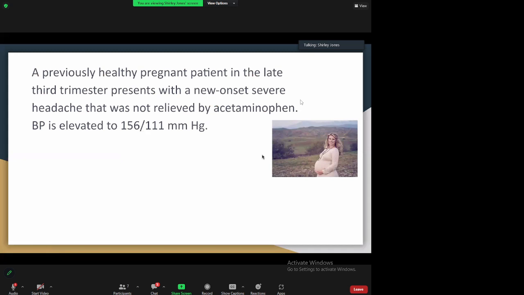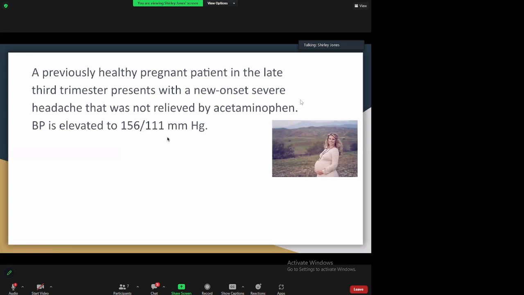So here's an example. A previously healthy pregnant patient in the late third trimester presents with a new onset severe headache that was not relieved by Tylenol or acetaminophen. Blood pressure is elevated to 156 over 111. So this lady can walk into your emergency department and look like this, very happy, and she has a normal neurologic exam. All her other vitals are normal.